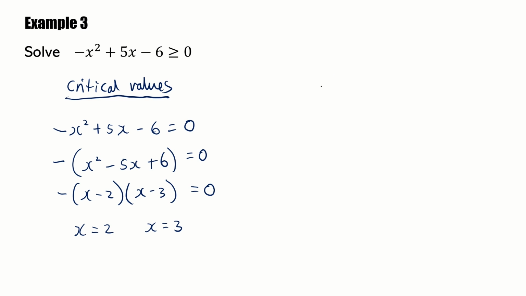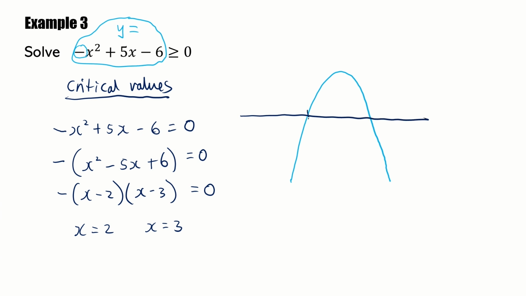Those are just the critical values though. We've now got to draw the graph. So I'm going to draw y equals the quadratic, and this time, watch out, it's going to be an upside down quadratic because the coefficient of x squared is a negative number. So instead of a U shape, it's an upside down U shape, something like that. Okay, we know its x-intercepts are +2 and +3. And this time the y-intercept is negative, it's -6.